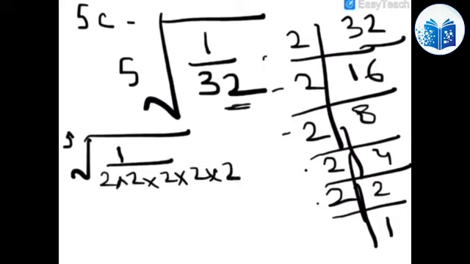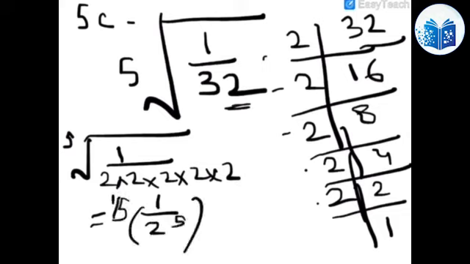So (1 over 2) power 5, whole power 5. This 5 will cancel with this, and 1 over 2 will be the answer. Okay.